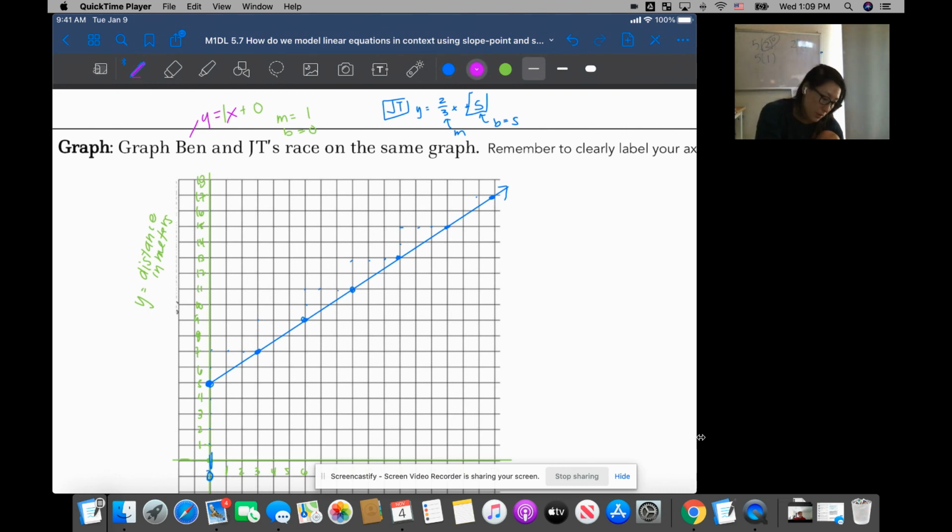Okay, for Ben, who I'm going to graph in purple, the y-intercept is 0 because he does not have a head start, and his slope is 1. So we're going to go up 1, to the right 1, up 1, to the right 1. For every meter, he gains a second, and so on and so forth. So I see we get all of these points right here.